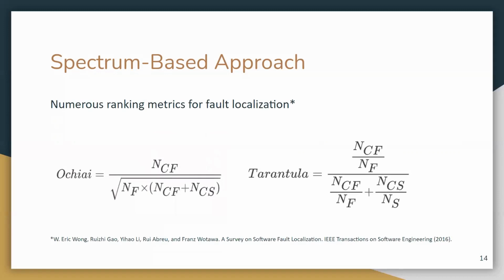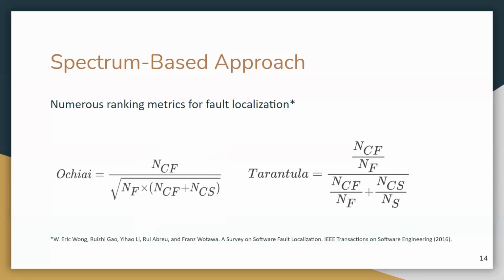Using a spectrum, numerous ranking metrics have been proposed to create a ranking of suspiciousness, that is, trying to point developers to the lines that are potentially creating the issue, or at least narrowing the part of the source code that is worth examining or debugging.